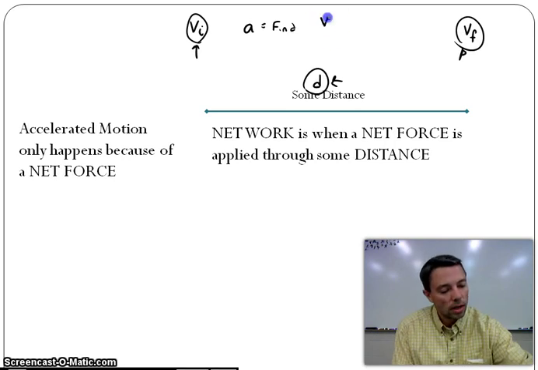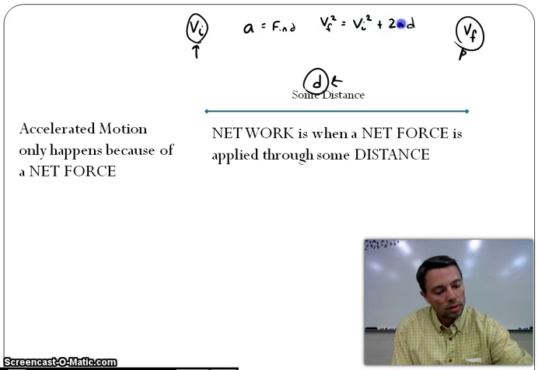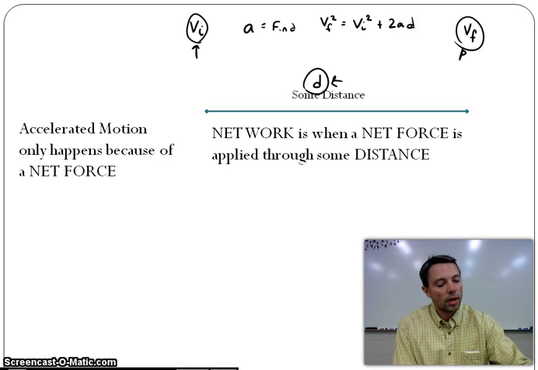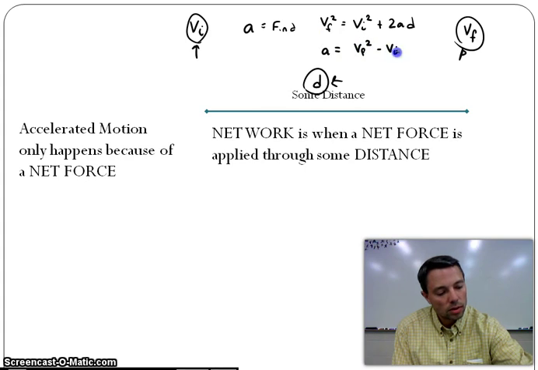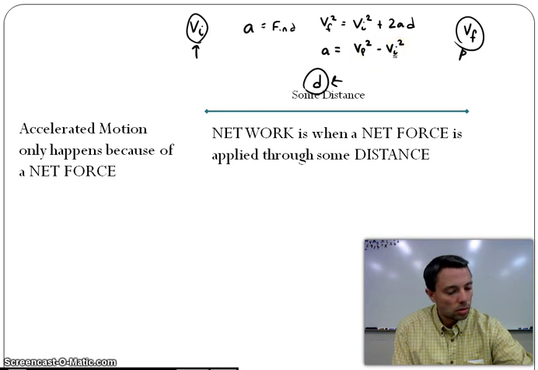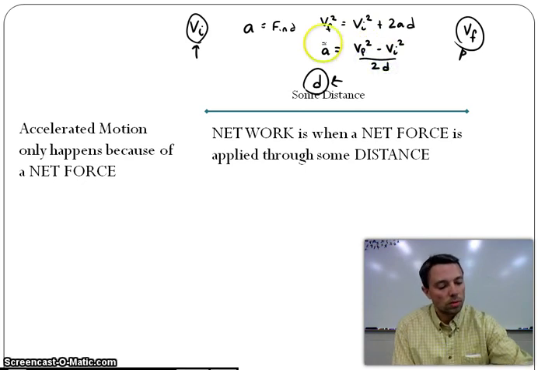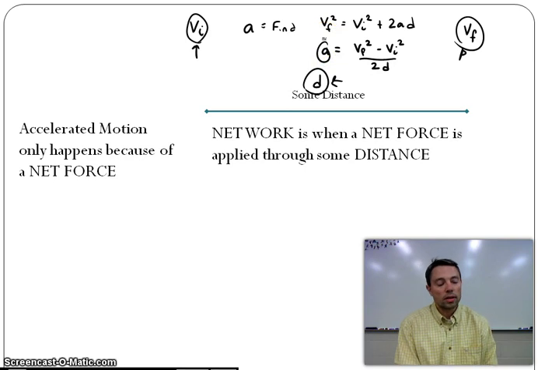So my final velocity squared is equal to my initial velocity squared plus 2AD. And if I rearrange this and solve for A, it is nothing more than my final velocity squared minus my initial velocity squared, divided by 2D. So in other words, that's what A is equal to. That's a way to find an acceleration.